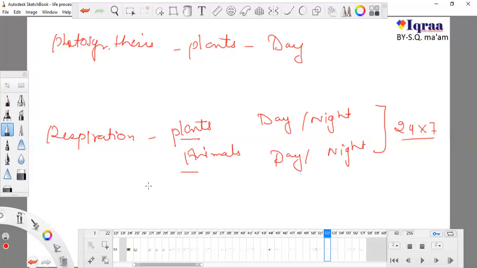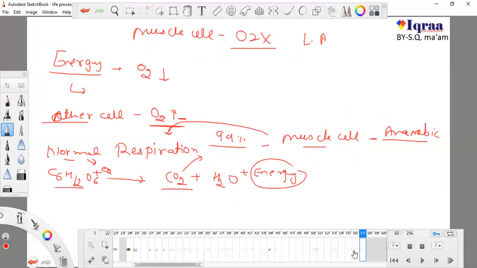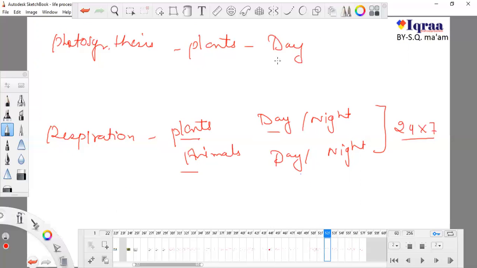There is not a single time during the whole life when any organism can stop the process of respiration, because if there is no respiration there is no energy, and if there is no energy an organism could die. Remember this. So remember one thing: a plant cannot perform photosynthesis at night time, that is very sure, because at night there is no sunlight. Second thing, other than plants, or some specific bacteria, no other organism can perform photosynthesis.